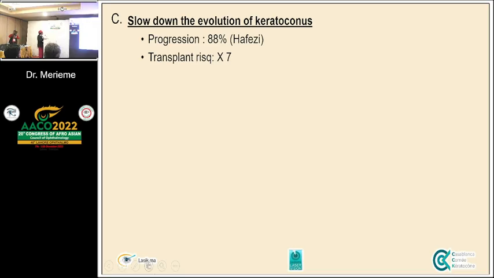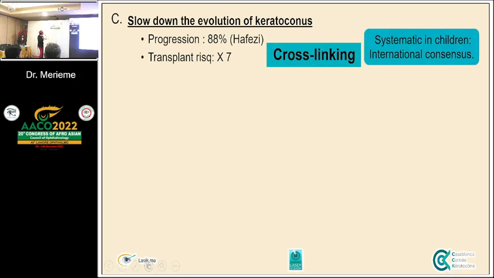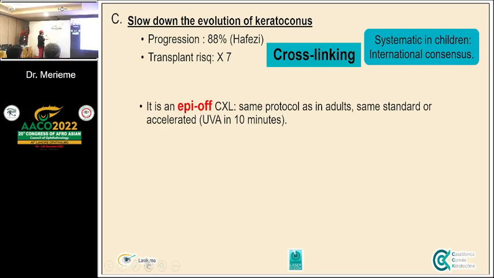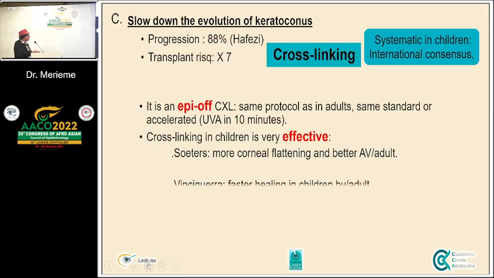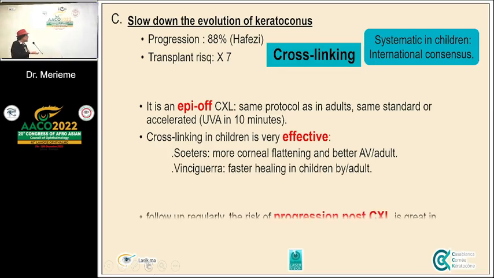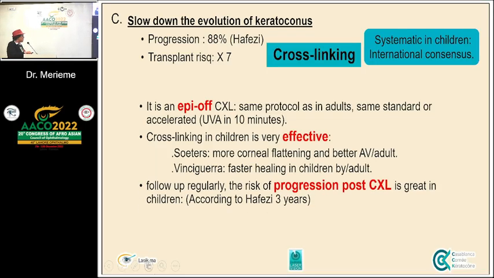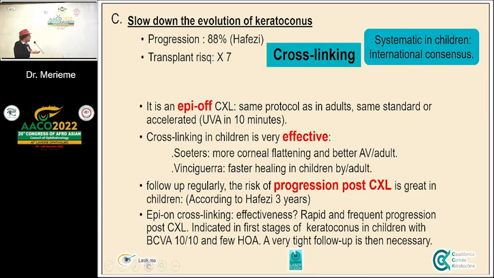After, we must slow down the evolution of keratoconus. So cross-linking in children is systematic, and it's in international consensus. So it must be the epi-off, the same protocol as for the adults. The cross-linking is very effective. We have more flattening of the cornea, and the healing is very fast. The follow-up must be very close because there is possible progression post-cross-linking.